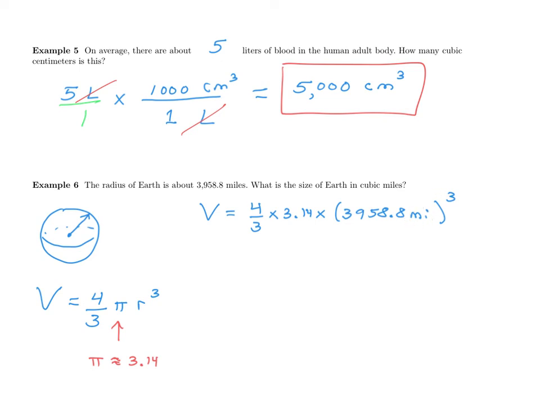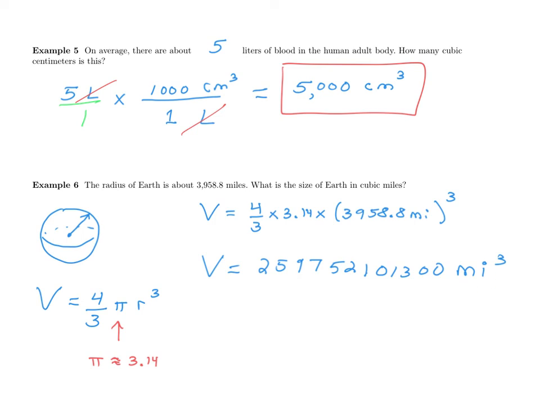So let's see. Again, this is something that I would use a calculator for. So 4/3 times 3.14 times, now we have 3958.8, and that's cubed. So to the power of 3. All right, here is the number I get. Let's see, that's 259,752,101,300 approximately. And what are the units on this? This is cubic miles. That is a lot of cubic miles.